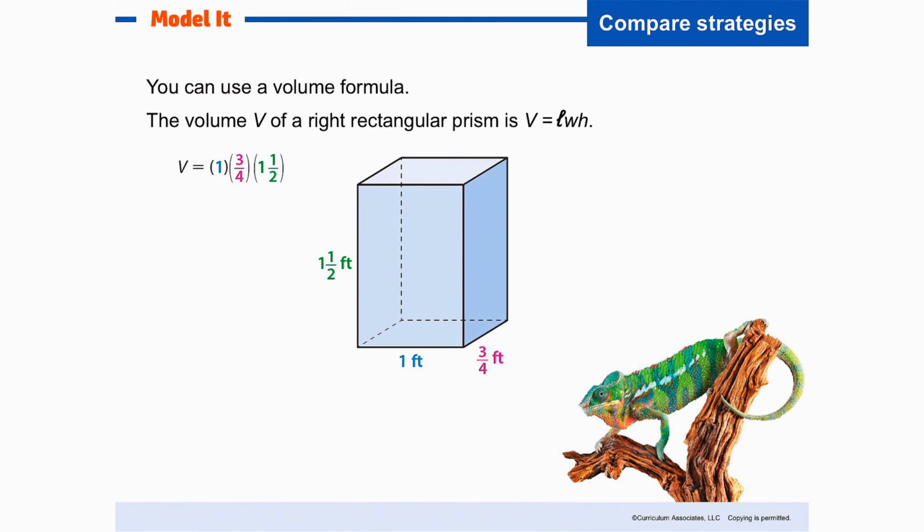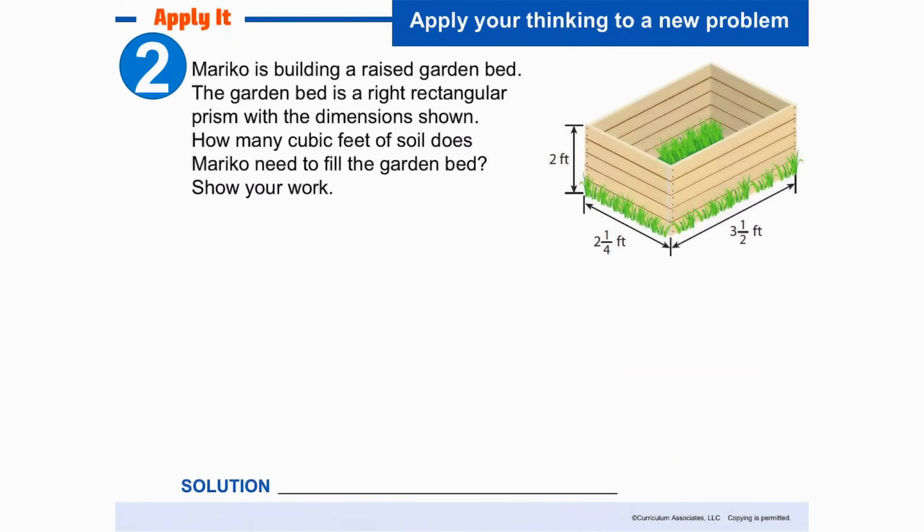Okay, so just a brief overview of what we did here, in the form of a picture. And number 2, Mariko is building a raised garden bed. The garden bed is a right rectangular prism with the dimensions shown. How many cubic feet of soil does Mariko need to fill the garden bed?